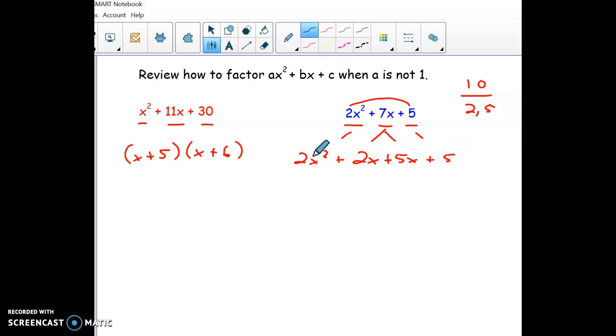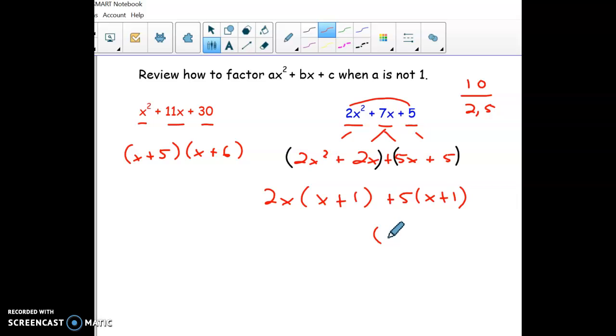Sometimes this is also called factor by grouping, because now that we have 4 terms, you group the front 2 and group the back 2. And a GCF out of the front 2 is 2x, which leaves us with x plus 1. And out of the back 2 here, we can pull out a 5, which leaves us with x plus 1. Then our 2 factors are the parts that match, which are x plus 1, and then the parts that are in front, so in this case, 2x plus 5. And that's our 2 little factors.